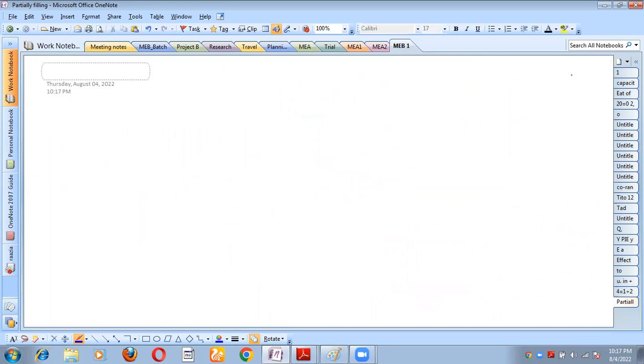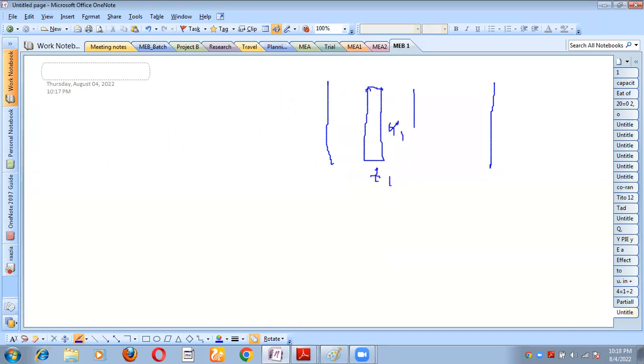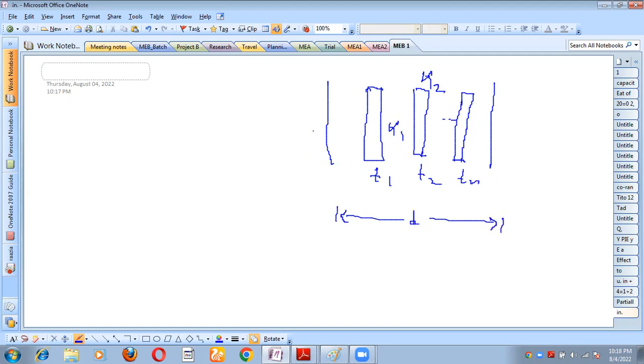Sometimes we may have different dielectrics of different thicknesses. Like I have dielectric 1 of dielectric constant K1, thickness T1. I also have another dielectric of dielectric constant K2, thickness T2, and so on. I have n number of dielectrics between the plates. Understood my point? The total separation is D, and the plate area is A. So in that case, what will happen?